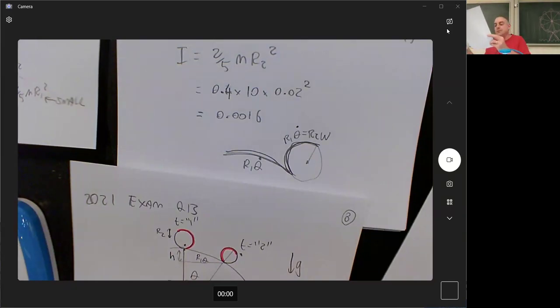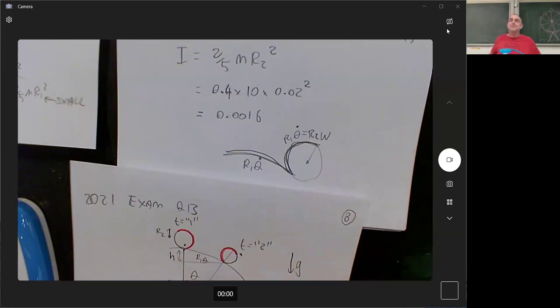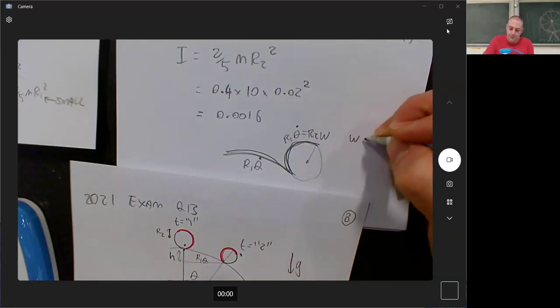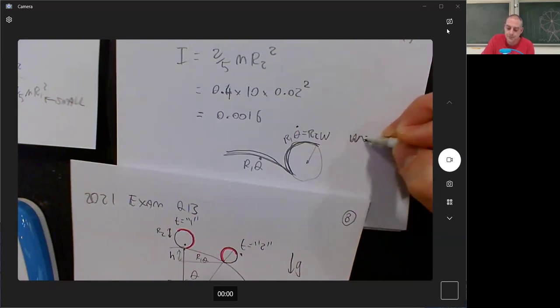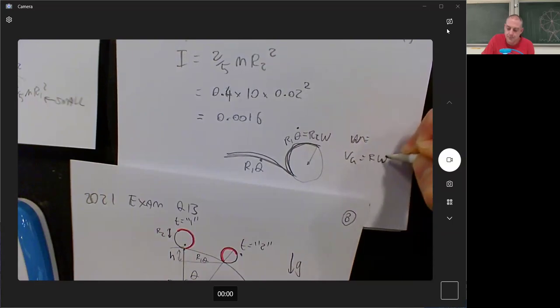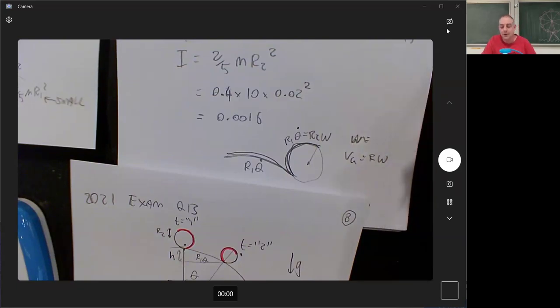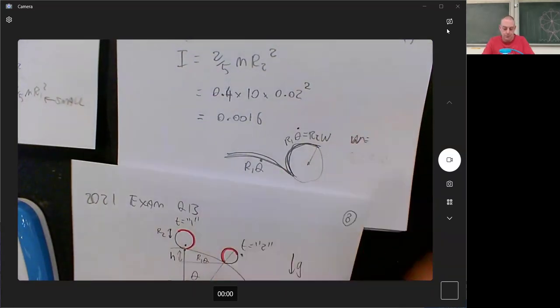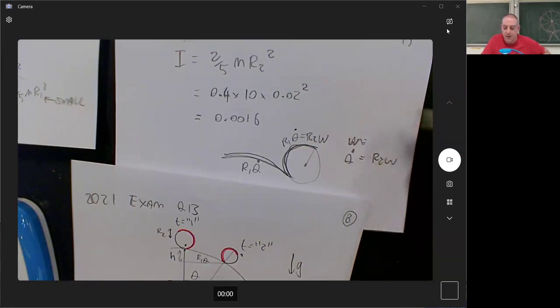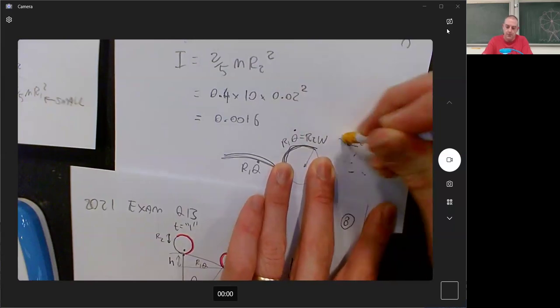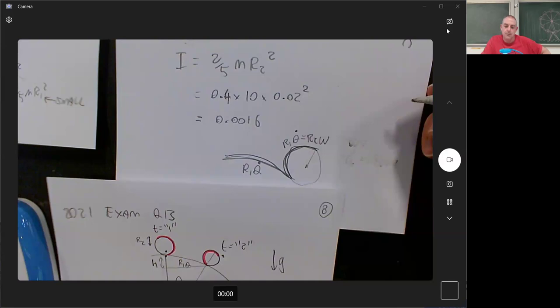But it is not on the formula sheet. Cool. So what's that? That's for a rolling object on a flat surface. Okay. And so theta dot is R2 omega. No, what did we want? Omega. Oh, wait.